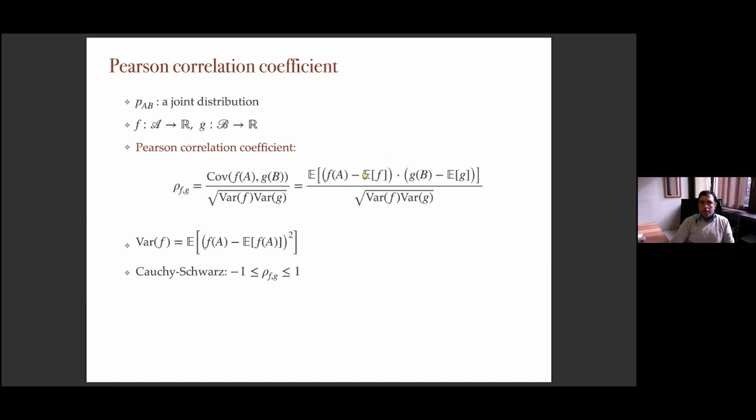The point is that, in some sense, you can think of this expectation of the product as the inner product between this centered function and this centered function. And the inner product between two functions is at most the product of their norms, and their norms appear here. The square roots of the variances are essentially the norms of the centered functions. And that's why we can apply the Cauchy-Schwarz inequality and realize that the absolute value of the Pearson correlation coefficient is at most 1.